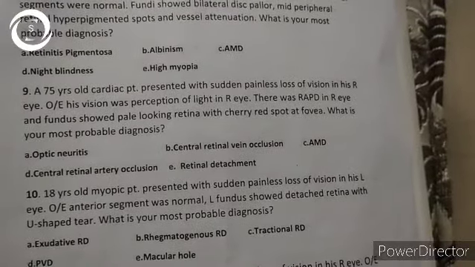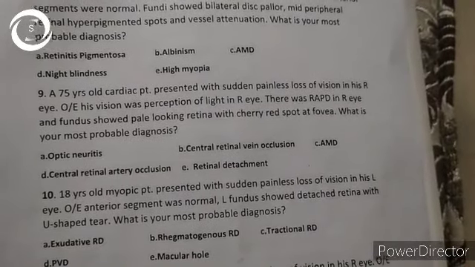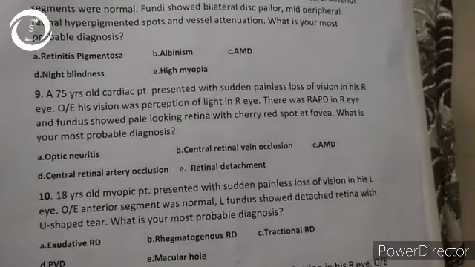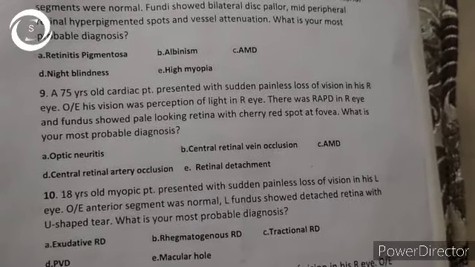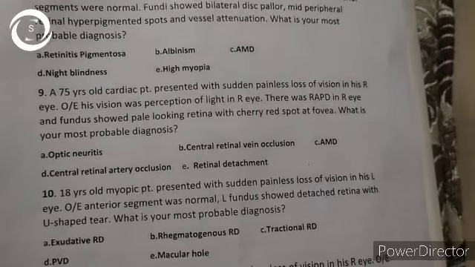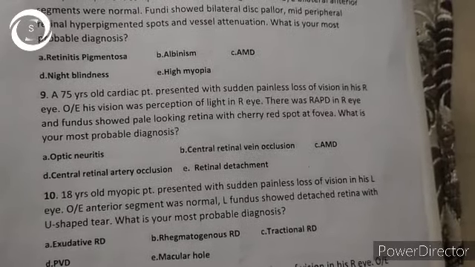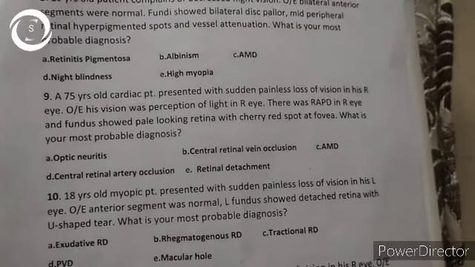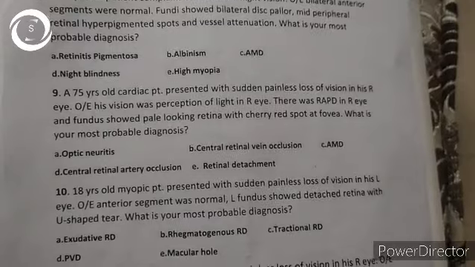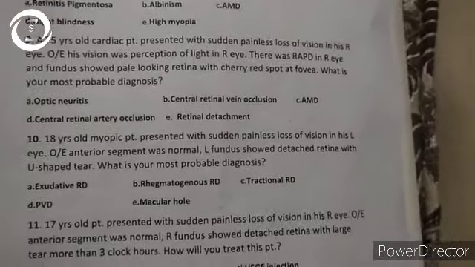Now question number 9. A 75 years old cardiac patient presented with sudden painless loss of vision in his right eye. On examination, his vision was perception of light in the right eye. Now extremely severely decreased vision in an old cardiac patient, painless loss of vision, relative afferent pupillary defect is positive, pale looking retina with cherry red spot. I have already told you that cherry red spot, pale fundus, old age, cardiac patient, so it's central retinal artery occlusion.